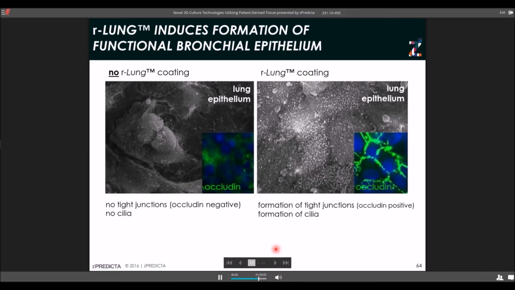And here's an example of the lung epithelium just growing straight on the membrane support without lung extracellular matrix. These cells don't form tight junctions, so there's no distinct occluding staining, and there is no formation of cilia, shown by this electron micrograph. But adding the coating of the lung extracellular matrix forces the formation of tight junctions and formation of cilia, which really represents now a functional organ.